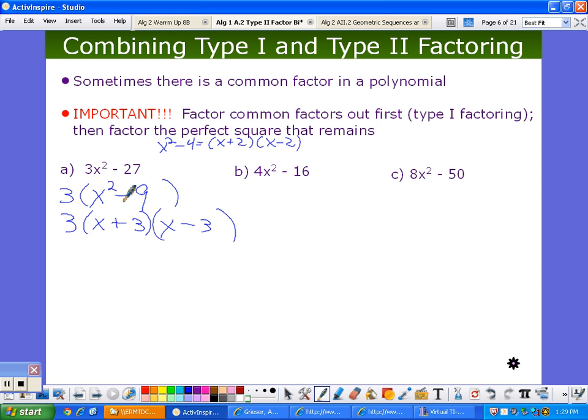All right, let's look at this next one. 4x squared minus 16. Do I have a greatest common factor? Yes. What is it? 4. Tell me what I got left here. 4 times x squared minus 4. Those are ringing in my head. How about you?